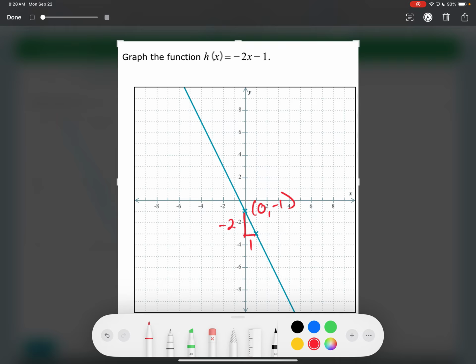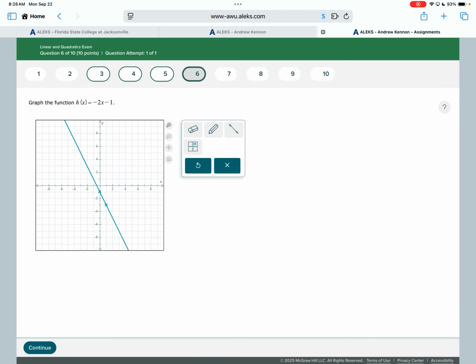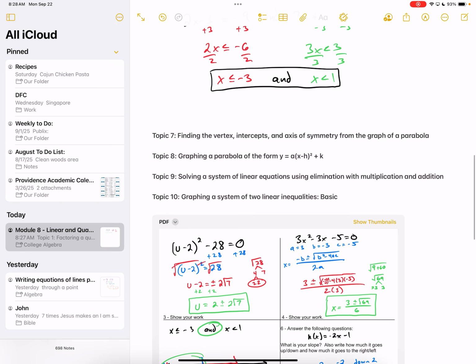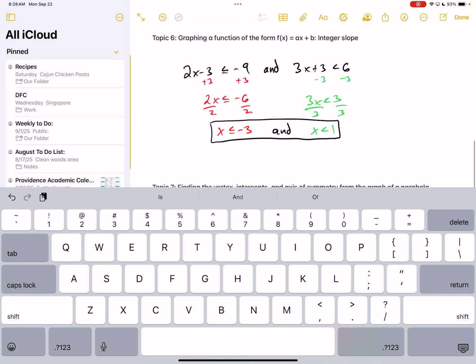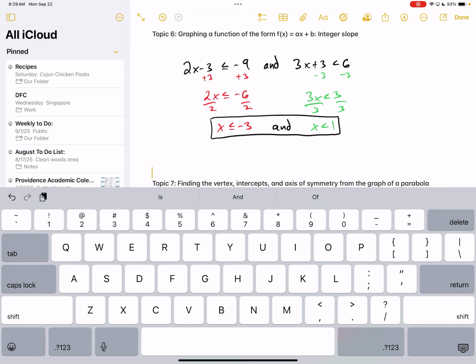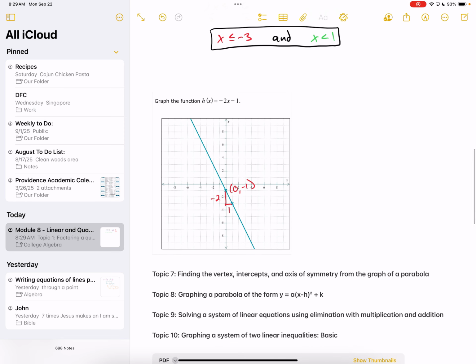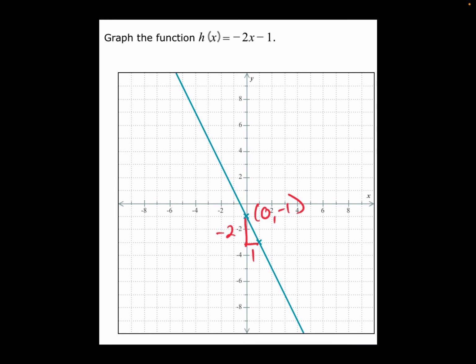Screen went out. Hold on, I don't want to lose my work there, so give me just a second. What was this, number 7? 6. Oh, I just wrote that in the wrong spot. I'll fix that later. Okay. So I started at negative 1, and I went down 2 to the right 1. So the y-intercept is your starting location.